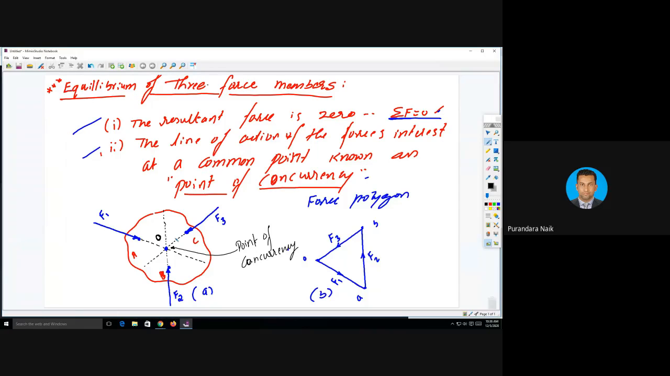Don't hesitate. If you have any doubt, you can ask. Finished? Hello? Yes, sir. Force polygon must be closed, right? Or summation of F is equal to 0. Please write down: force polygon must be closed for summation of all the forces equal to 0. If you want to satisfy this condition, if you draw the force polygon, it must be closed. Finished?